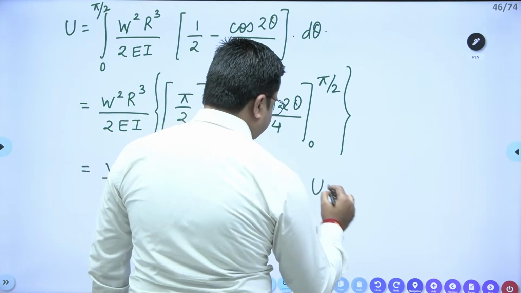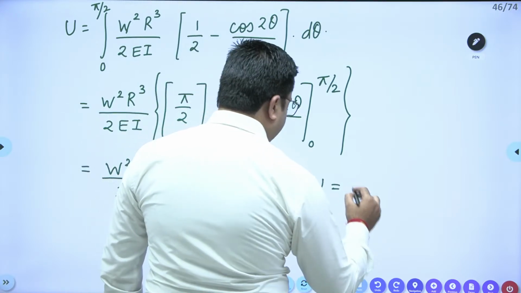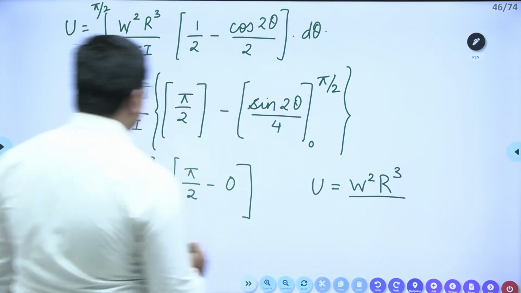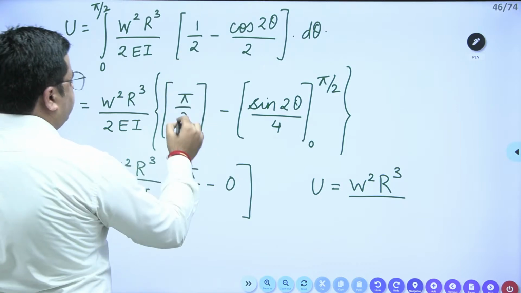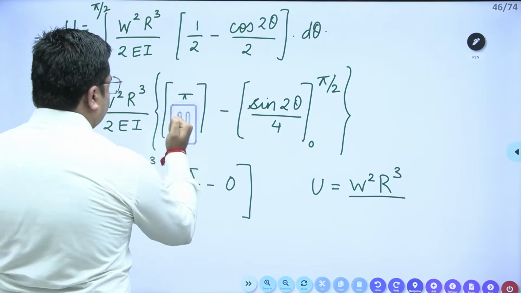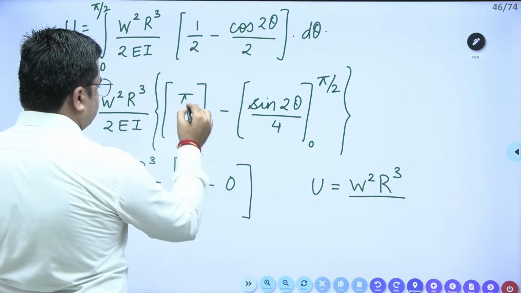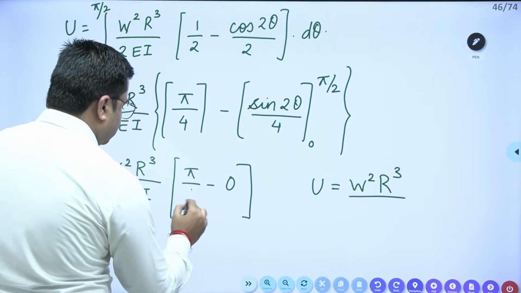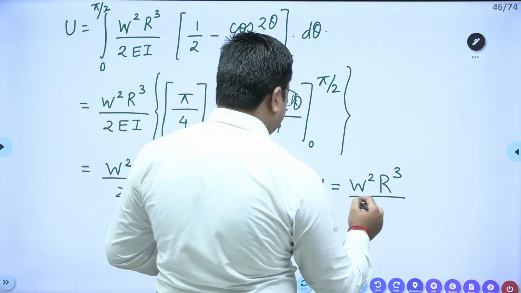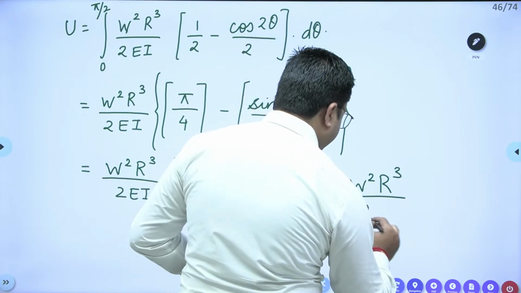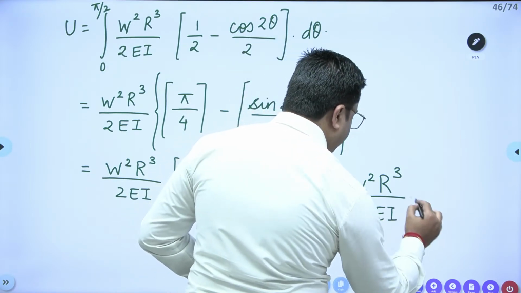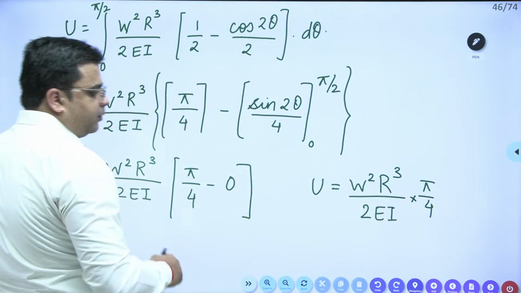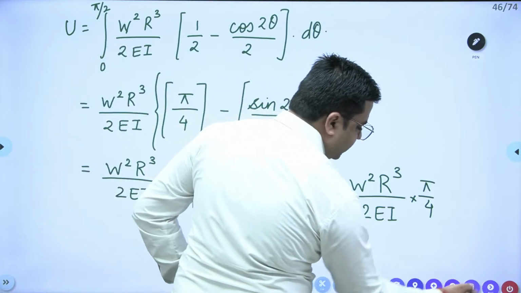U is equal to W squared R cubed upon, sorry, this is pi by 4. This is also pi by 4. So W squared R cubed upon 2EI into pi by 4. In order to calculate the vertical deflection of point Q, just differentiate it with W.